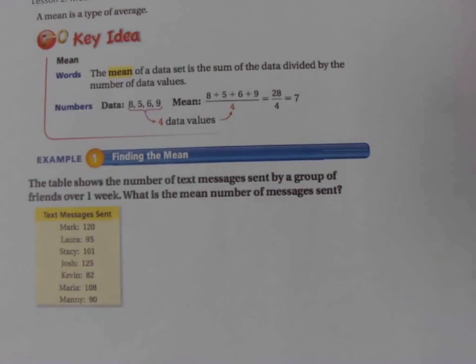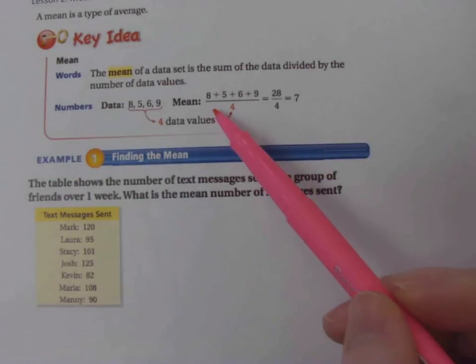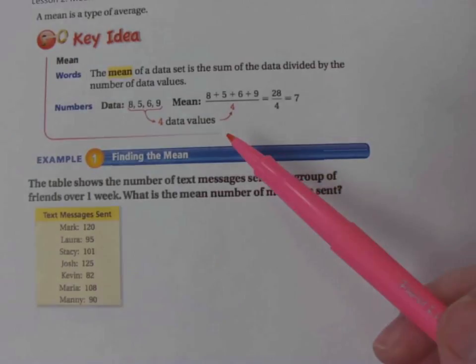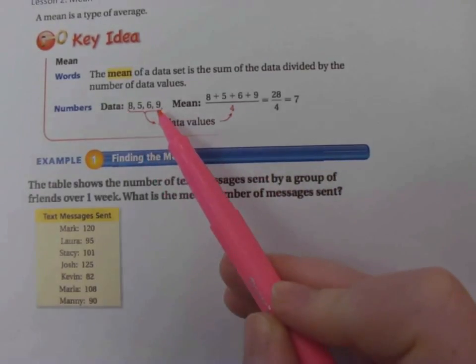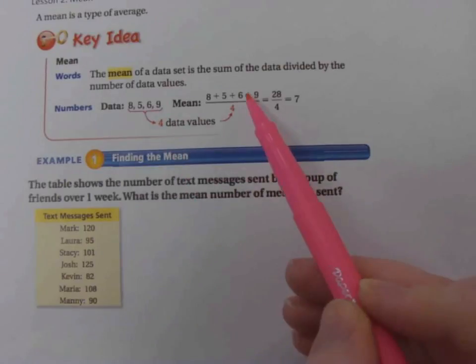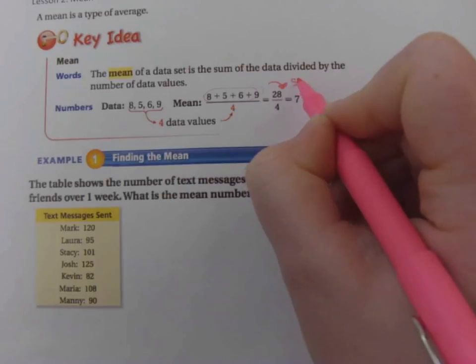Okay, today we're going to be talking about how to find the mean. So what is the mean? The mean of a data set is the sum of the data divided by the number of data values you have. So for example, if we have the data 8, 5, 6, and 9, to find the mean, we would first add all of them up to find the sum, which is 28.